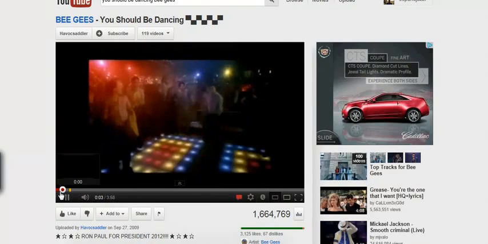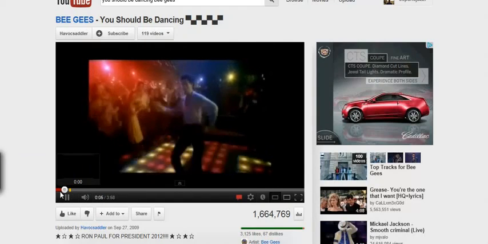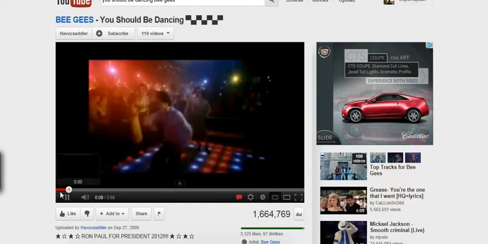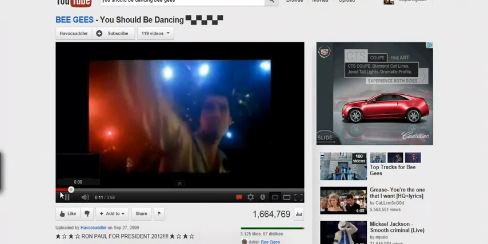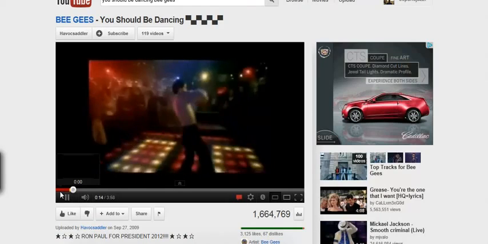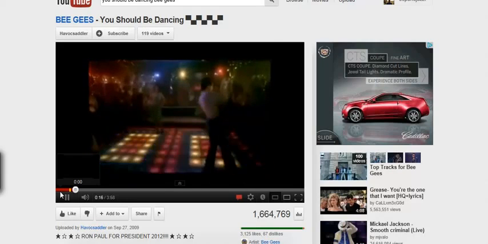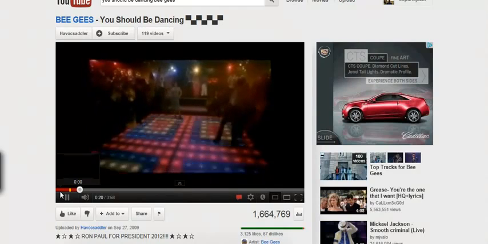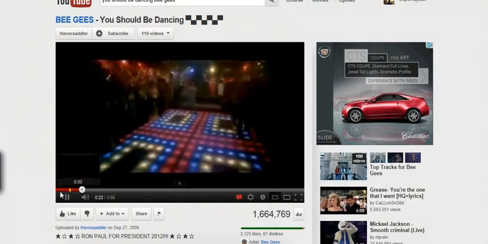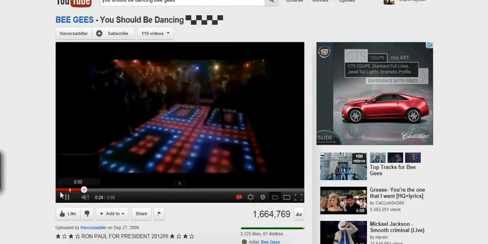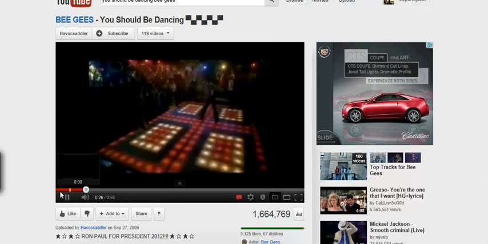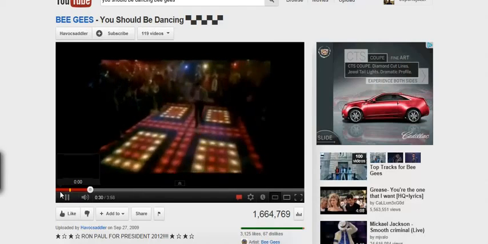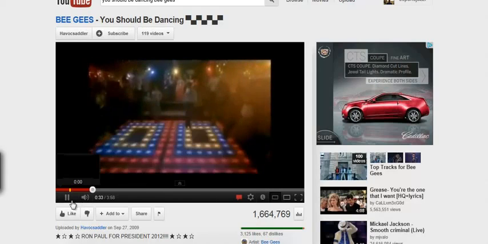Now don't roll your eyes. Look at his hand movements. These are very important, ladies and gentlemen. You're watching the hand movements.